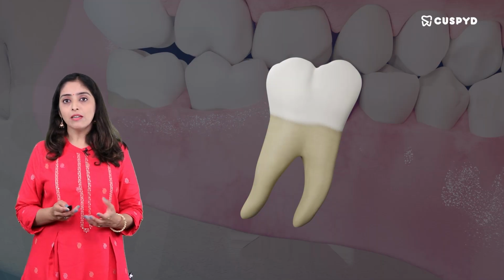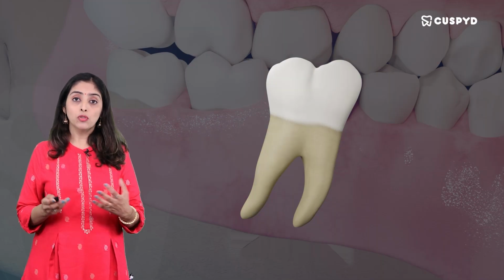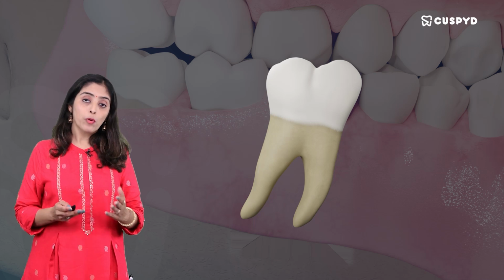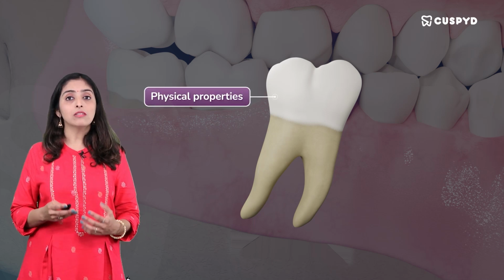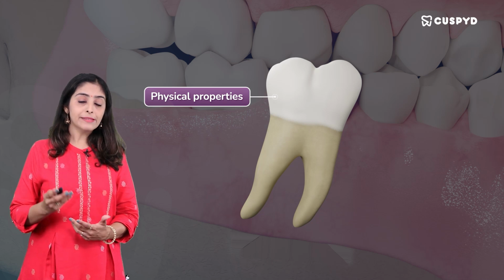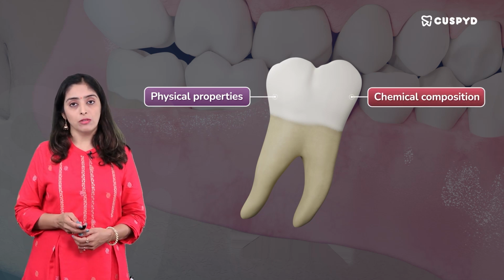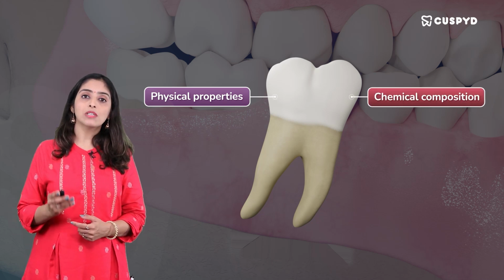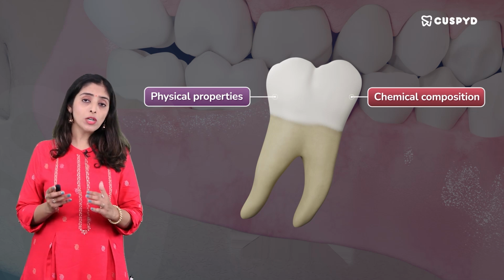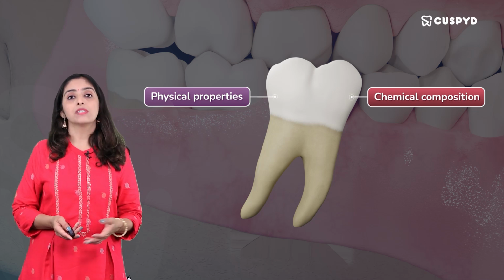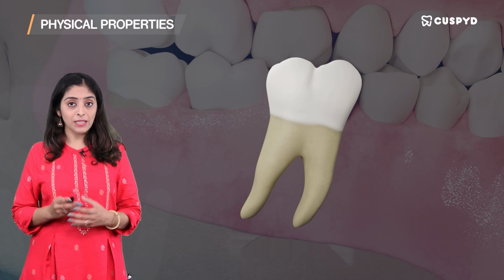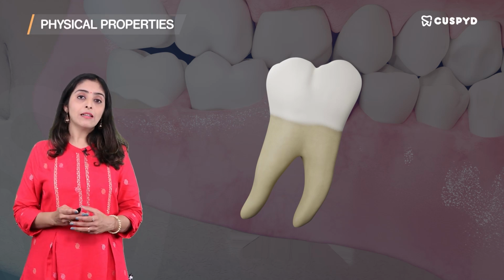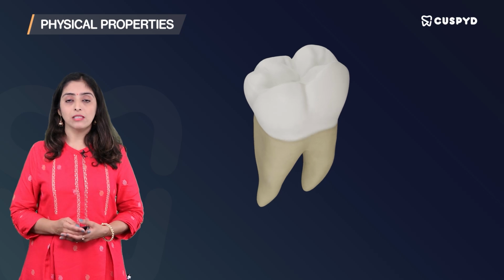Whenever we want to study a tissue, we have to understand two important aspects of it. One is the physical characteristics, that is how it looks, the external appearance of the tissue. And second is the chemical composition, what the tissue is primarily made up of. So what the tissue looks like is the physical characteristics. When you look at the physical characteristics of enamel, you realize that there are a lot of points underneath.